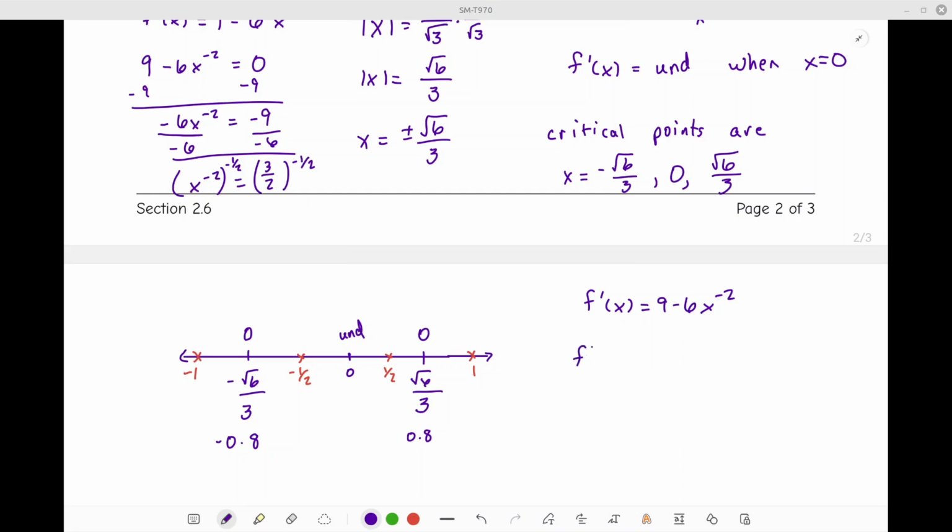So f prime of negative 1 is 9 minus 6 times negative 1 to the negative 2. Be careful, I get too many students that do the 9 minus 6 first and get 3. Remember, you have to do multiplication before you can do subtraction. And even before multiplication, you have to do exponent.